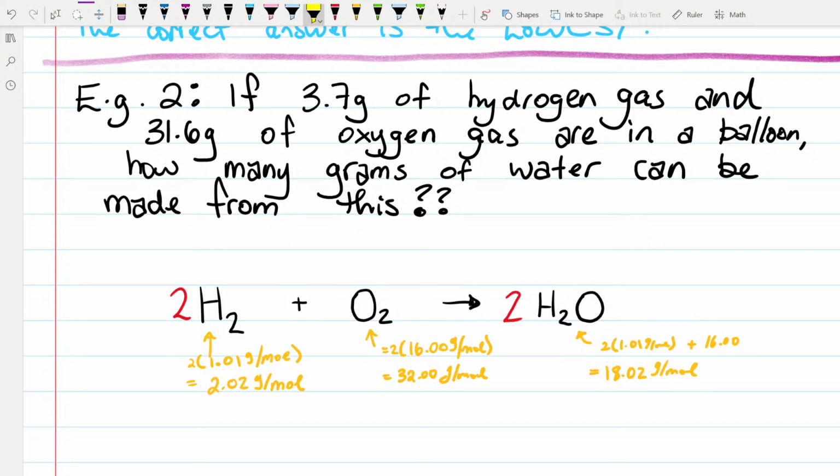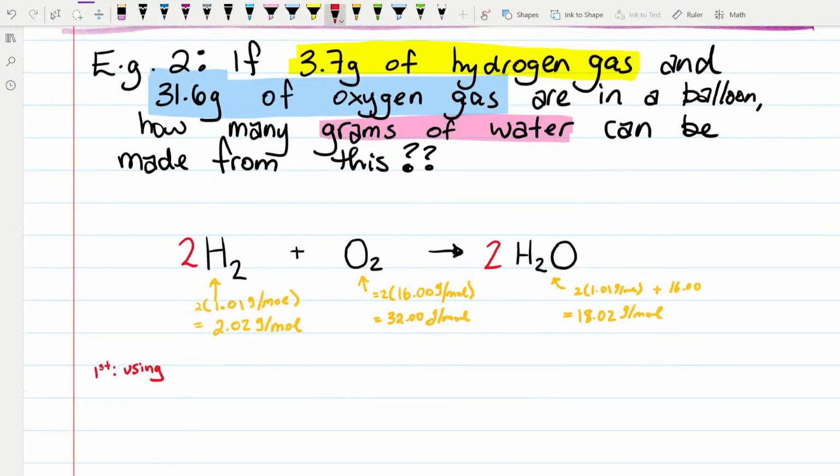And now we're going to look and see what we actually have. And what we actually have is that we have 3.7 grams of hydrogen gas, and we have 31.6 grams of oxygen gas. And what we want to know is how many grams of water can be made. So using 3.7 grams of hydrogen, we can just write that down. We can say we have 3.7 grams of hydrogen gas.